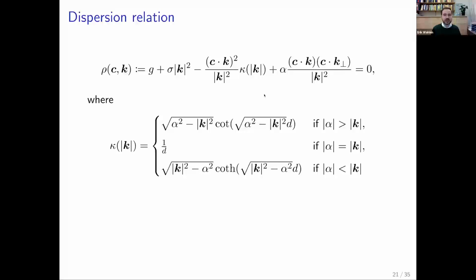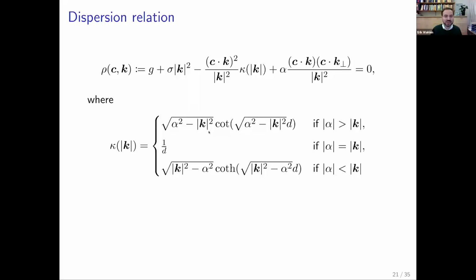Okay, so now what we do is we follow the classical approach and linearize around one of these trivial solutions I showed you before. And then you get a bifurcation equation or a dispersion relation. So if you have worked on the irrotational problem, then you will recognize a lot of this. So what's different is these alpha terms here. The function kappa is defined like this.